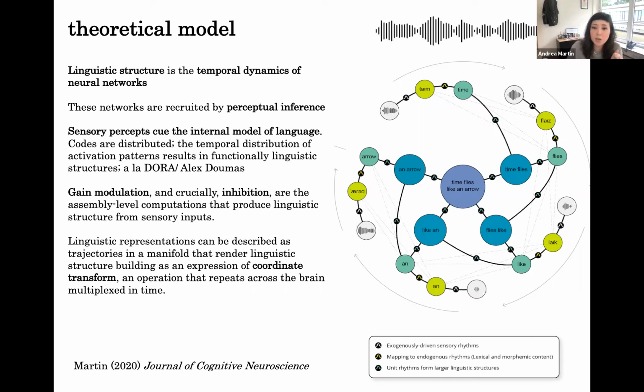These are the assembly level computations that produce the pattern of dynamics that are the representations of linguistic structure from the sensory input. And in the paper, I have a pseudocode, a glossary, and a range of predictions. So then within this model, you can describe linguistic representations as trajectories in a manifold that render linguistic structure building as an expression of coordinate transform, which is an operation in systems neuroscience that repeats across the brain. But now for us, it's going to be multiplexed in time.